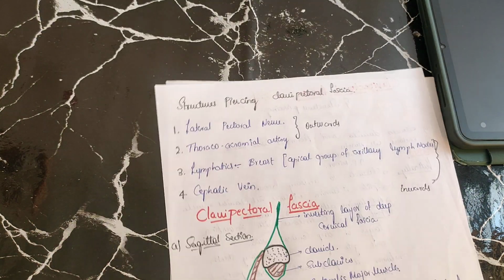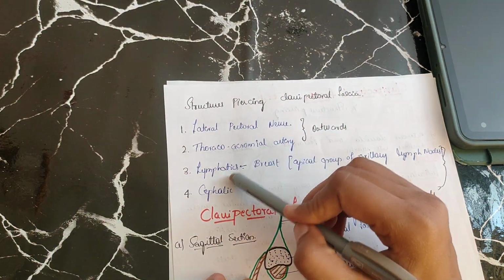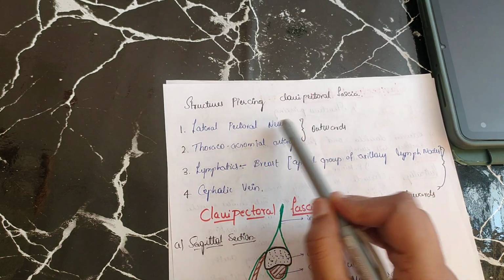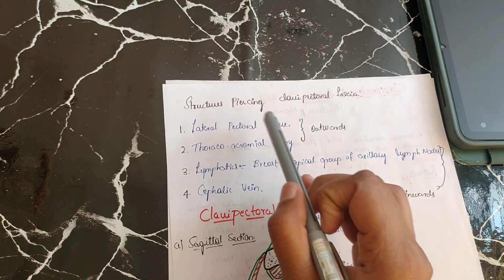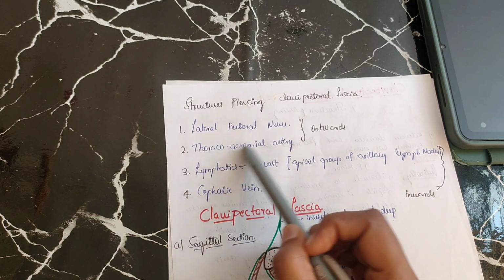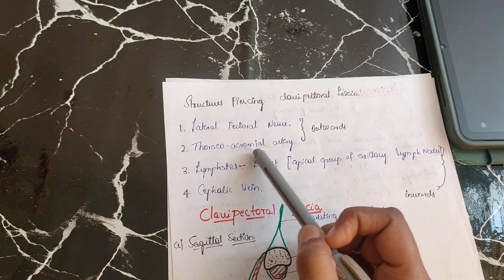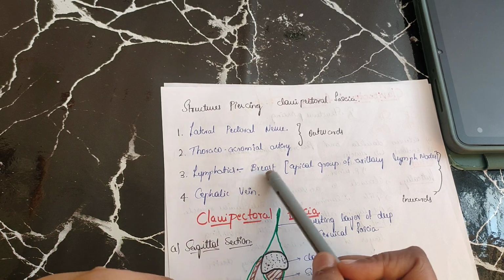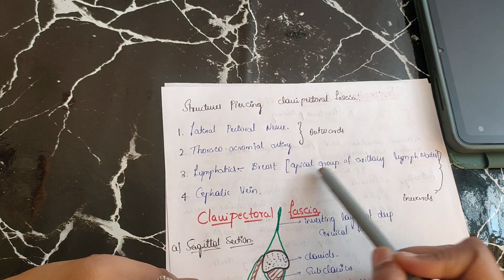And structures piercing the clavipectoral fascia, there will be four structures which are piercing the clavipectoral fascia. They are the lateral pectoral nerve, which is a branch from lateral cord of brachial plexus, thoracoacromial artery, this is a branch from the axillary artery which supplies thorax. Lymphatics that drain from the breast into the apical group of axillary lymph nodes.